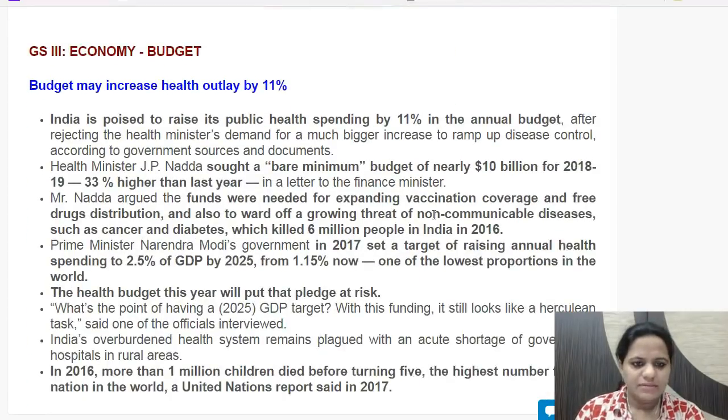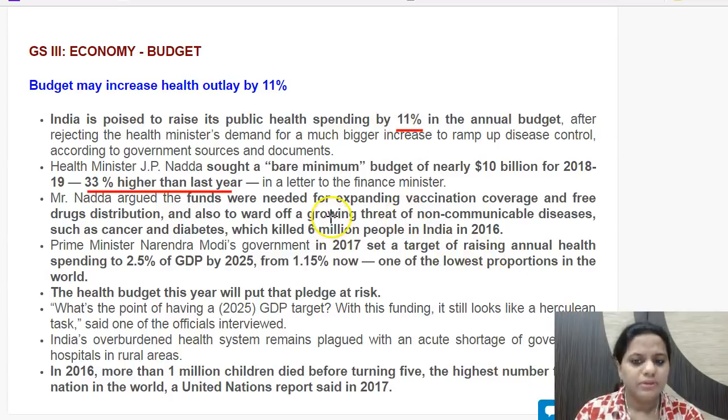And the last news item is budget may increase health outlay by 11%. So India in its present budget for 2018-19, there are plans to raise the public health spending by 11%. So the health ministry had asked for a 25%, so for a 33% hike than last year, but the approval has been presently of only 11%. So this is the news.